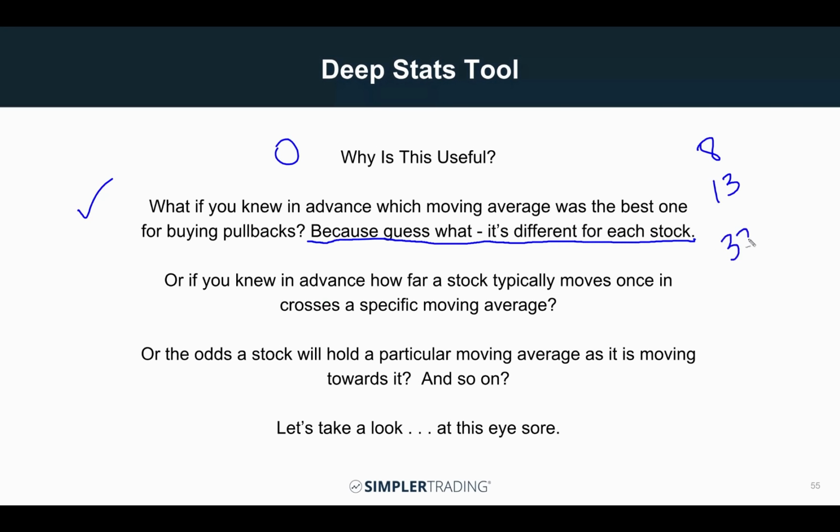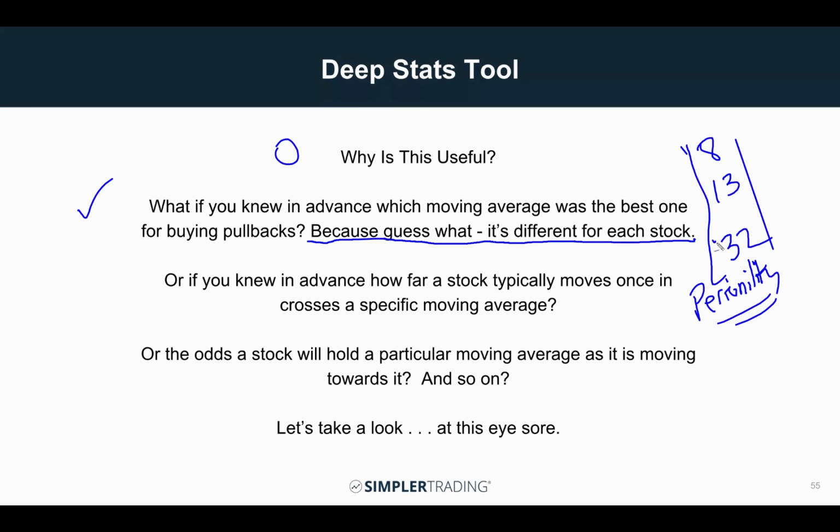Each stock has a different personality as it relates to its key moving averages. I was not aware of that. For me, it was all about 8 and 21. It was about static moving averages. If it crosses the 21 to the downside, it's a stop loss. Well, for some stocks, it's the best place to add to your position.